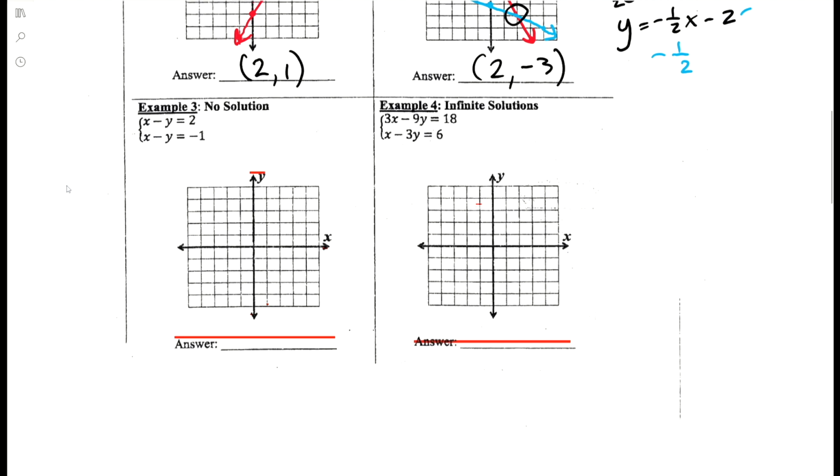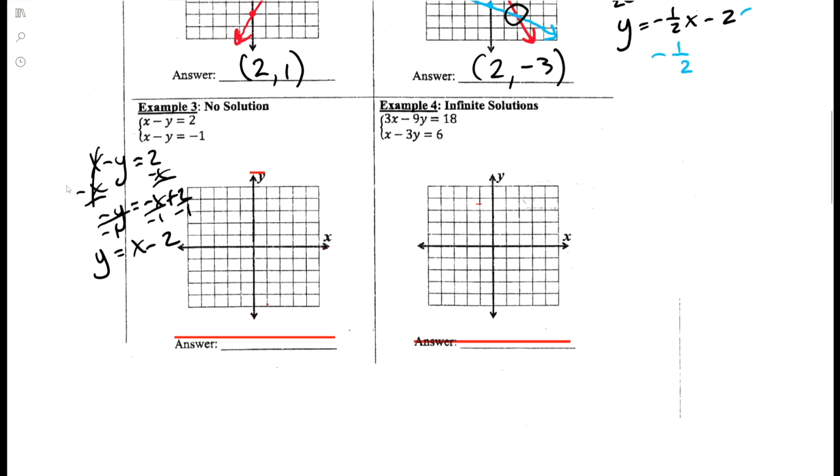So if we take the first line, x minus y is 2. We'll take away x. Negative y is negative x plus 2. And then divide by negative 1. Y equals x minus 2.